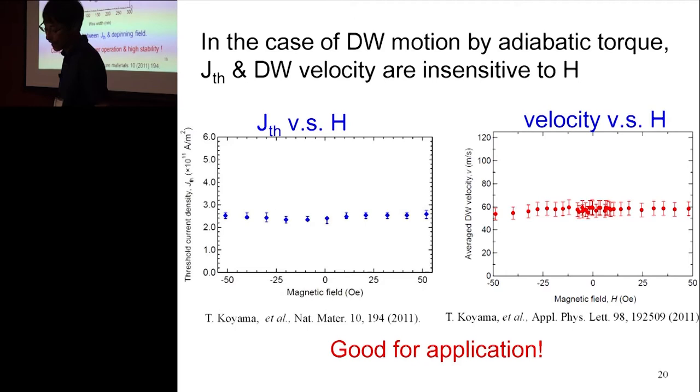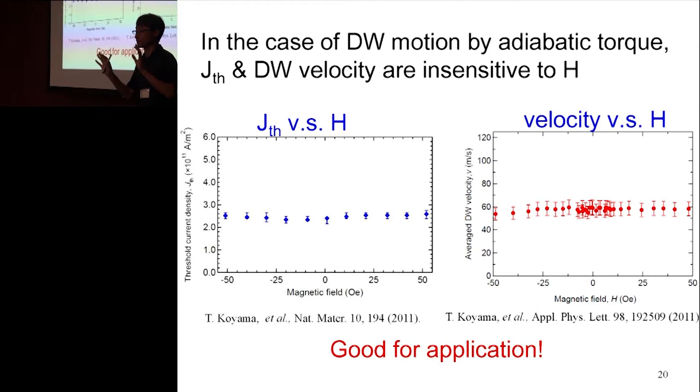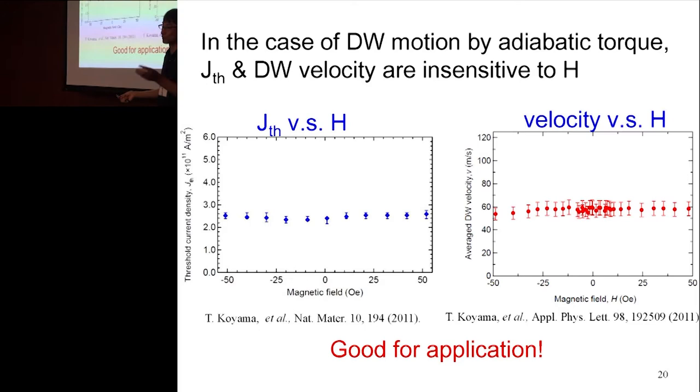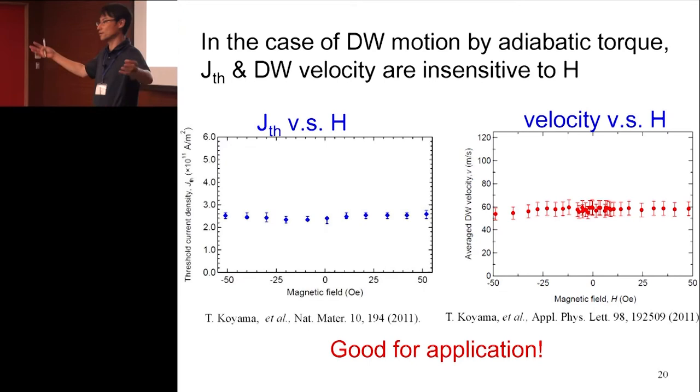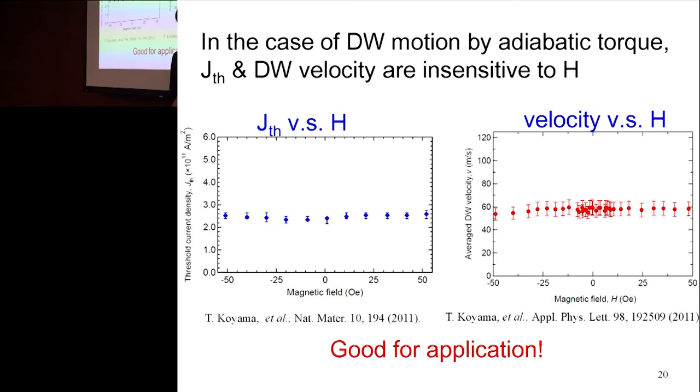Okay. And the good news, we have more. So this is our threshold current density as a function of external field. So we did the current-induced domain wall motion. However, simultaneously, we apply an external field. It's constant, very good. Even if we have an external disturbance of field in this atmosphere, our device works correctly. And also, the domain wall velocity at a constant external field shows constant. Again, it's good news for the application.